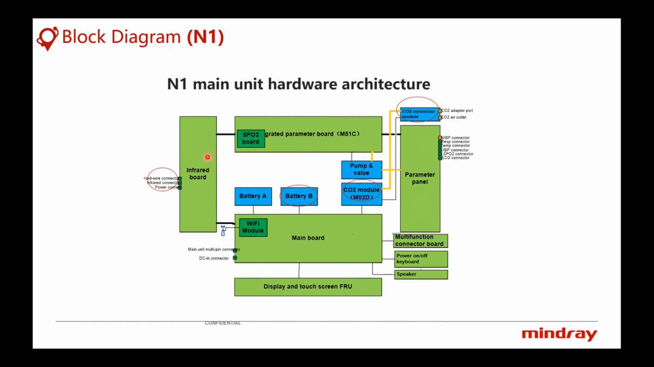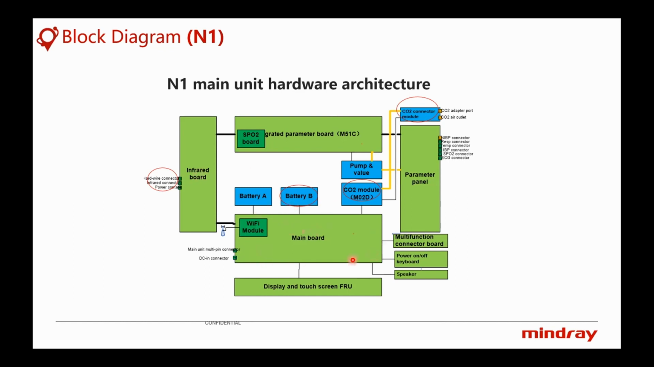Then because we can insert the N1 as a normal module, we also have an infrared board, mainly for communicating with the patient monitor. We use infrared. Also for the new generation of patient monitor, we have metal touch points to ensure the communication between the module and the monitor. So we provide two different communication methods. One is infrared. The second one is metal touch points.